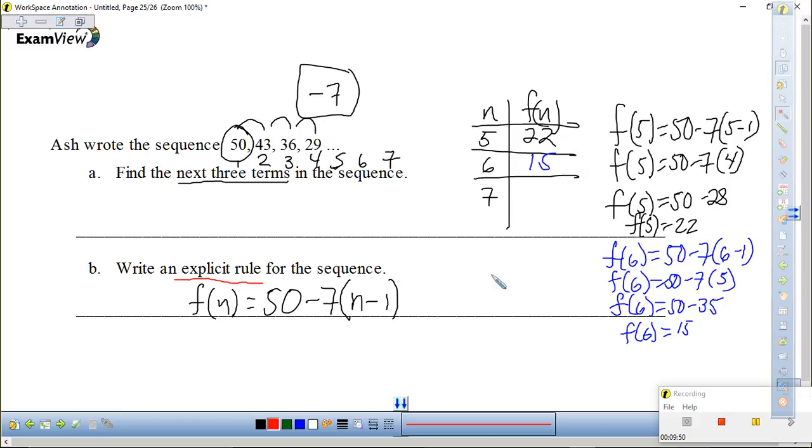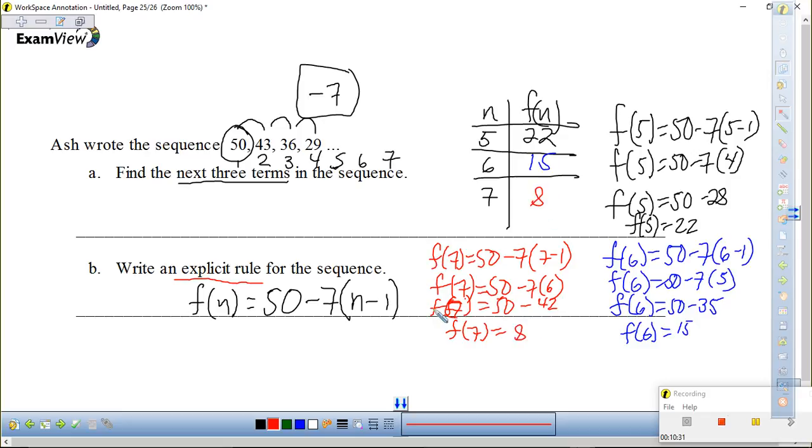All right, tell me what to write, Trent. Go for the last one. F of 7 equals 50 minus 7 times 6. F of 7 equals 50 minus 42. So f of 7 equals what?